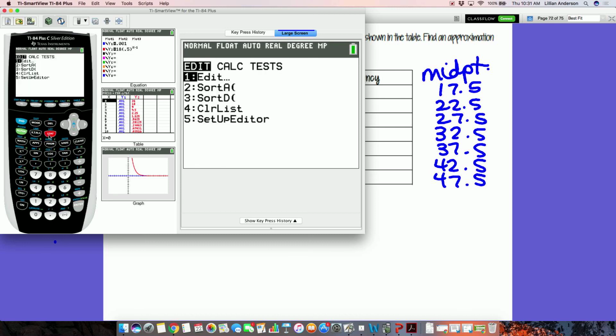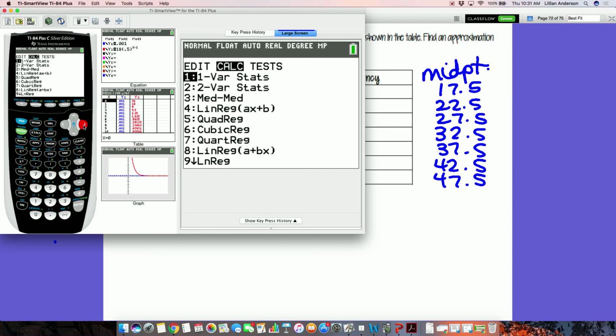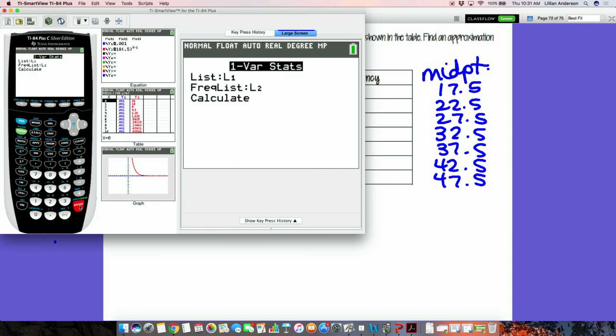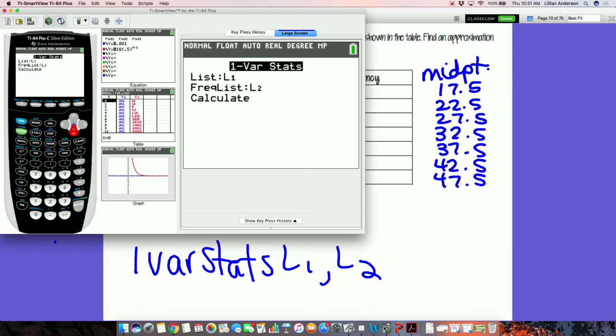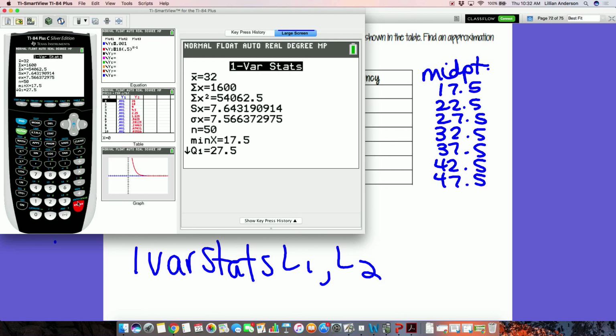Then I'm going to go back to stat, over to calc, and down to one-variable stats. I only have one variable, but I do have a frequency list, L1, L2. The only time that's not going to be there is when you reset your calculator. For those whose calculator looks like mine, that's the only time you have to retype that in. Once you have L1, L2 there, it'll stay there until you delete it. For those who just have one-variable stats, you do need L1, comma, L2 there. Did you have that? So when I hit calculate, there's a lot of stuff going on. Everyone's should look like mine.